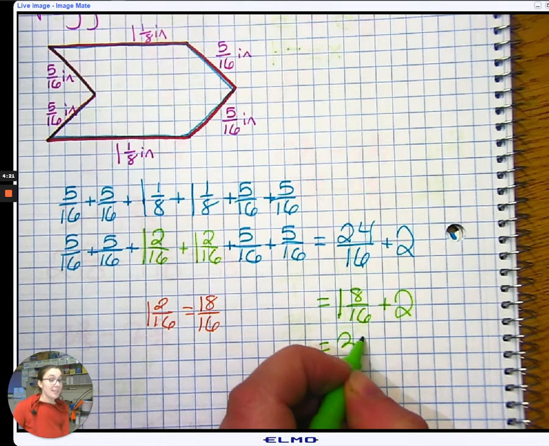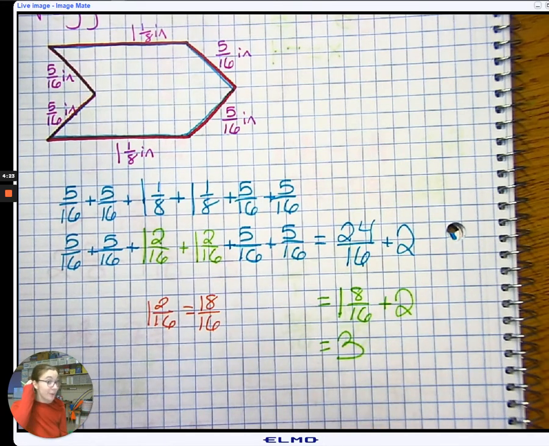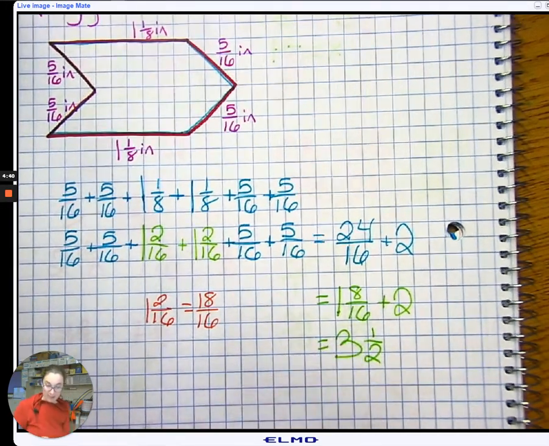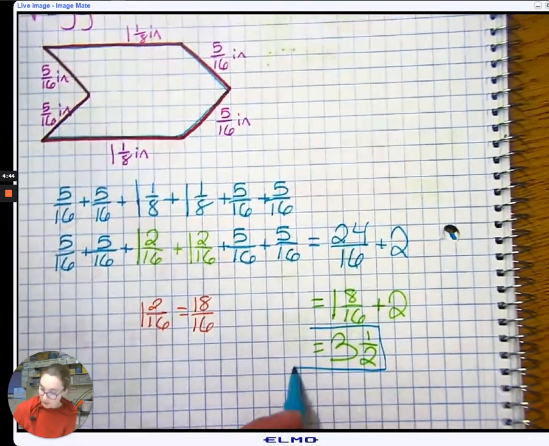And 8/16, I recognize that. I just said earlier that 8 times 2 is 16, so I can divide both of those by 2 and get 4/8, and then divide by 2 again and get 2/4, and divide by 2 again and get 1/2. Or I can divide both of them by 8 and get 1/2. And that, my friends, is the perimeter of this shape.